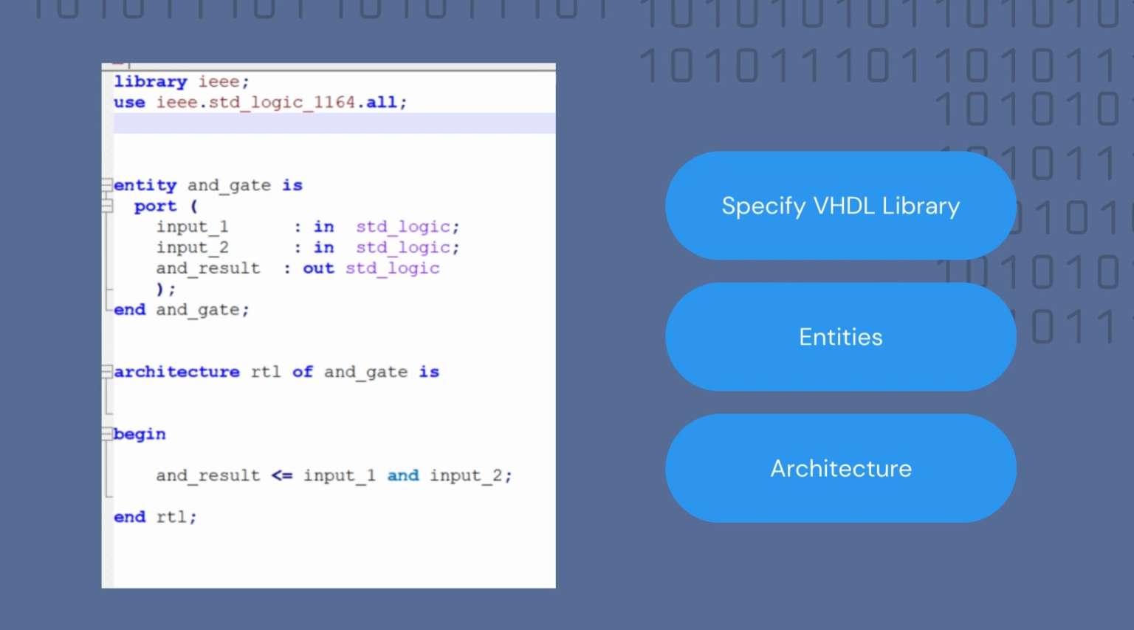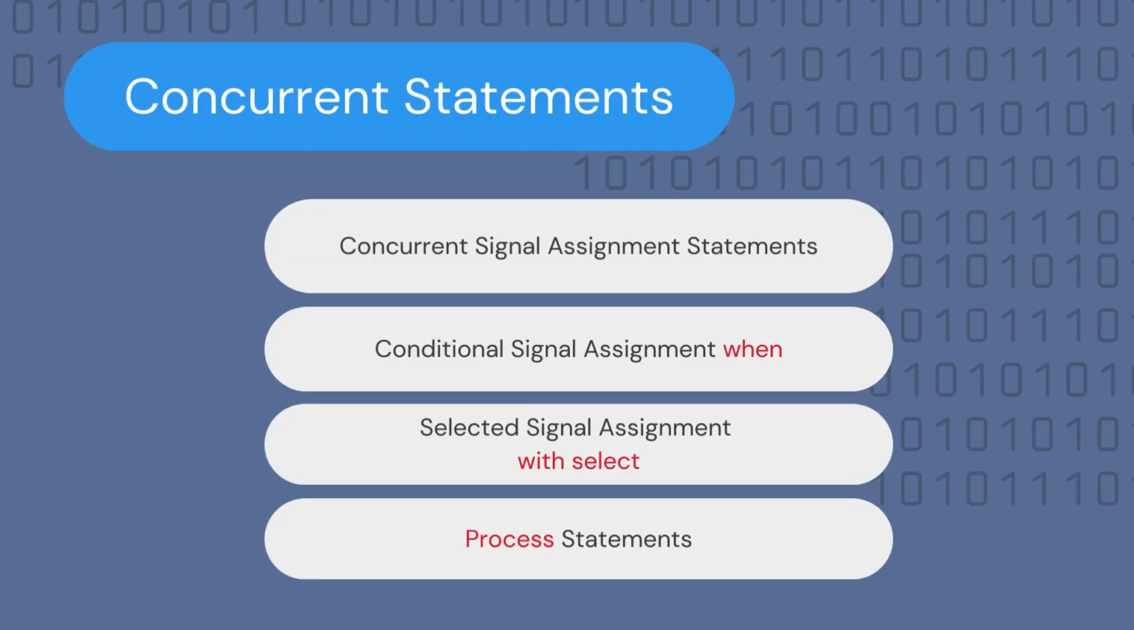Remember that VHDL is a hardware description language, and because of that, the statements written in a VHDL architecture are typically executed concurrently. We talked about concurrent statements a few videos back, and just to sum up, there are different types of concurrent statements in VHDL, which are the concurrent signal assignment statement, the conditional signal assignment statement, the selected signal assignment statement, and the process statement.